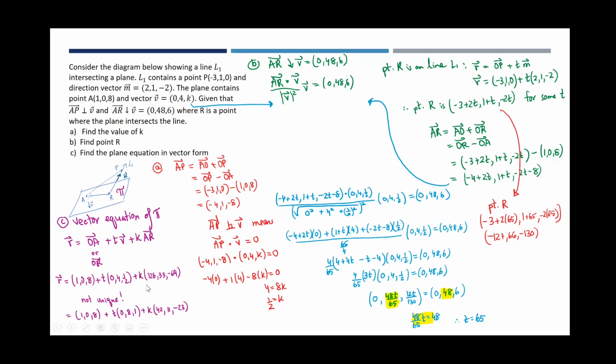And again, I want to say that this is not unique. So you don't have to use this point A. There's infinitely many points on the plane. You could have used A or R or any number of points. You always want to use something that is easily accessible to you, of course.